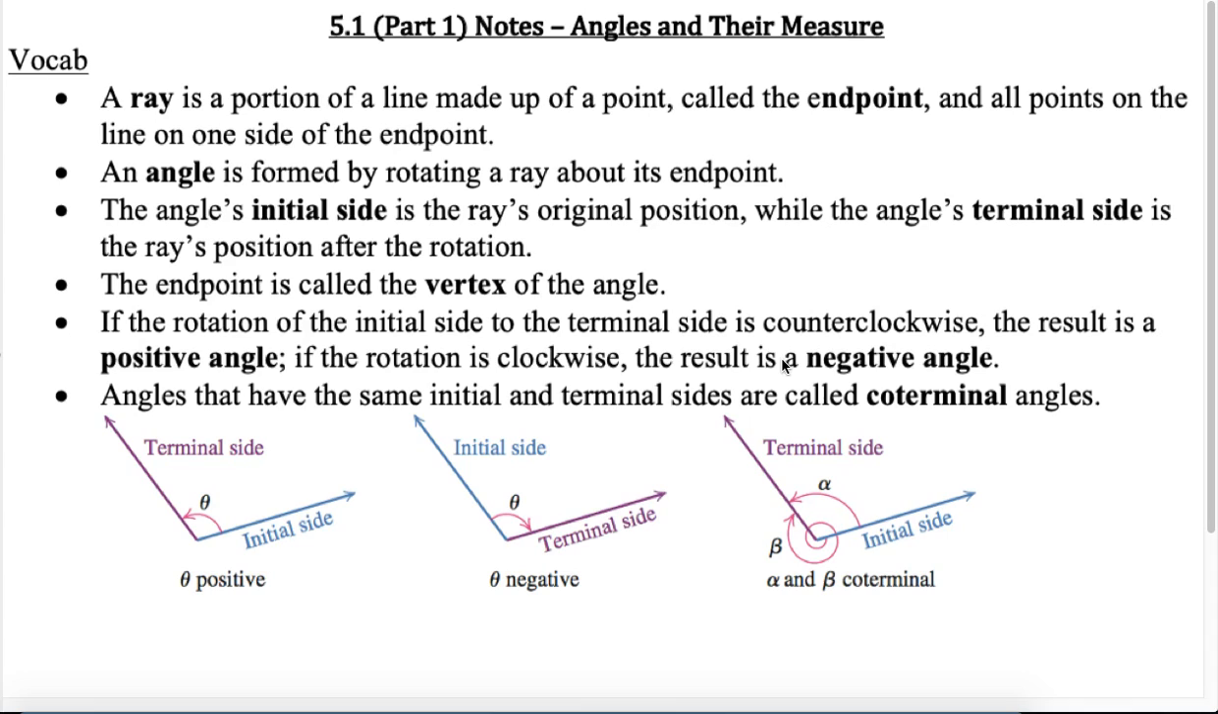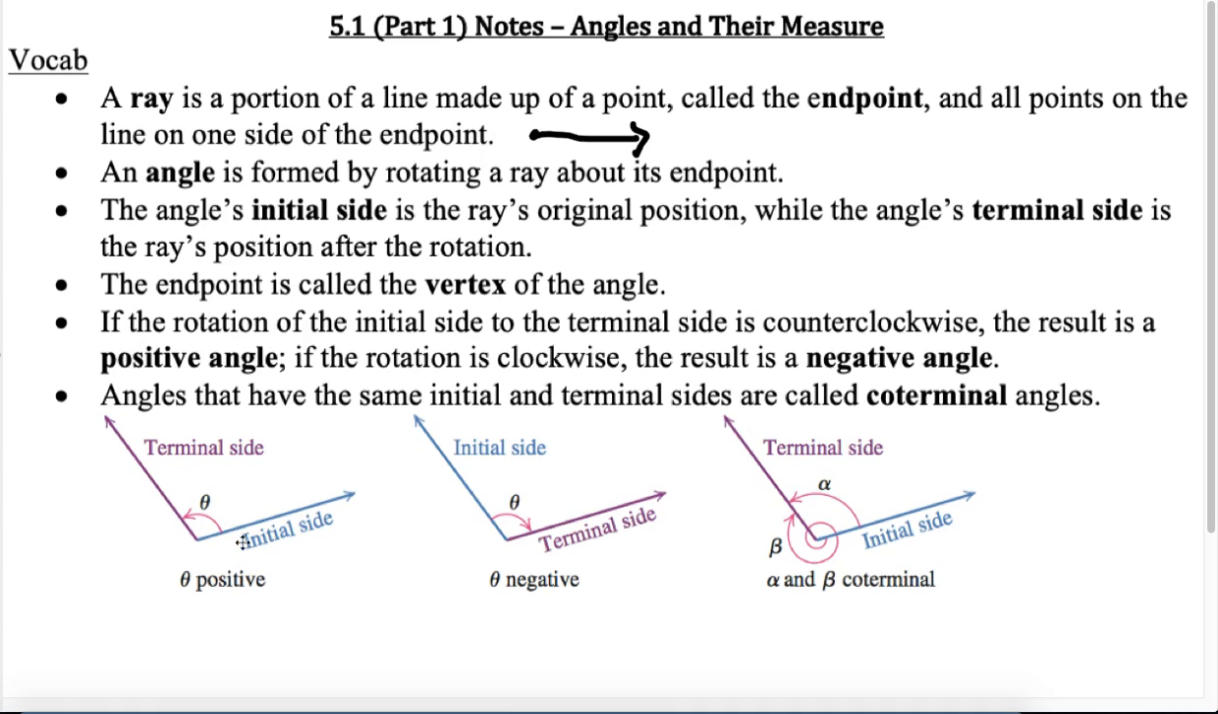So a ray is a portion of a line that is made up of a point, which is the endpoint, and all points on the line on one side of the endpoint, right? So we know that a ray is just essentially a line that continues on forever in one direction. An angle is formed by rotating a ray about its endpoint. We say that the angle's initial side is that ray's original position, and the terminal side is the ray's position after rotation. Okay? That endpoint is called the vertex.